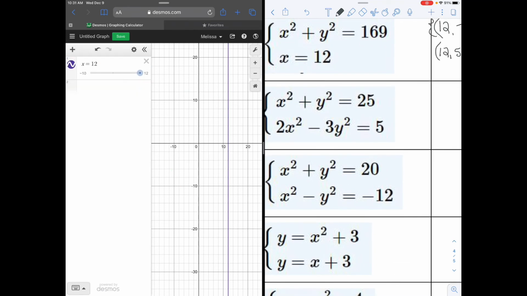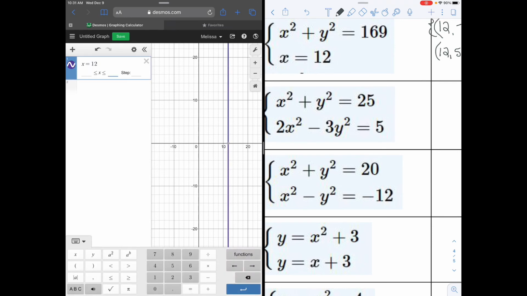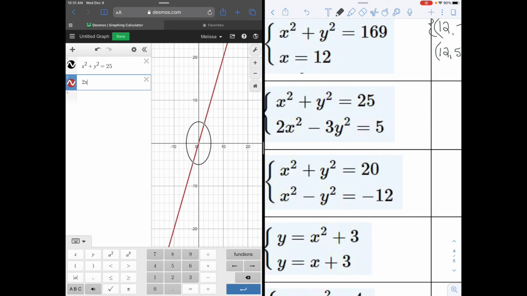All right, we're going to do one more, and then you're going to be left on your own to do the rest. Let's do, this looks interesting. We have x squared plus y squared equals 25. Again, that's going to be a circle. That's not looking like a circle because of the way I have it zoomed. And then 2x squared minus 3y squared. That's going to be a hyperbola.